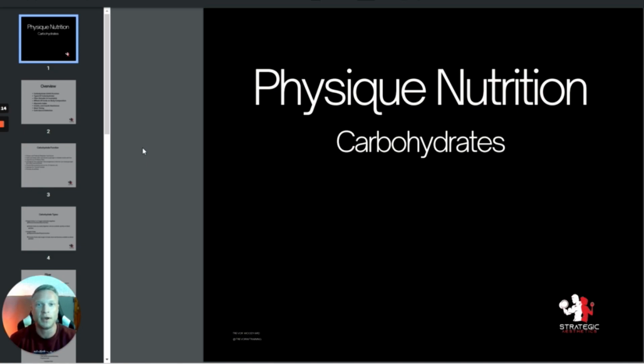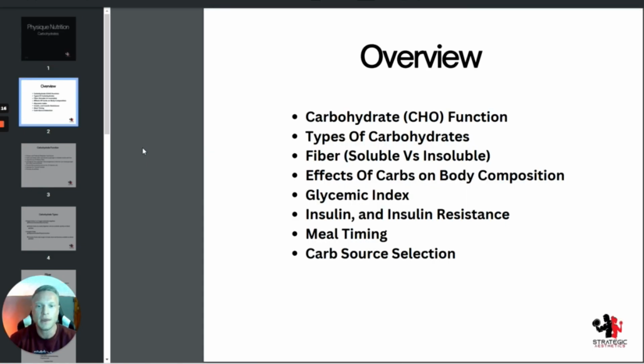In this section we're going to be covering carbohydrates. We're going to cover carbohydrate function, types of carbs, fiber, soluble and insoluble, the glycemic index, insulin and insulin resistance, meal timing, and carb source selection.